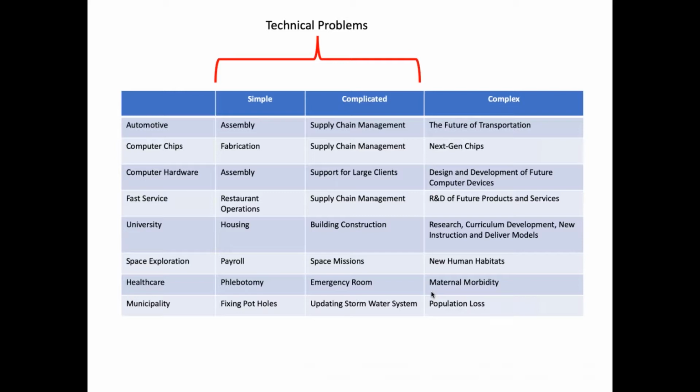So simple and complicated are both technical problems. But a complex issue, I think of as an adaptive challenge. So complicated problems can be solved. They may take a while, may take more trial and error, but we figure them out and we get them solved. And of course, simple problems get solved. But adaptive challenges, well, those are different.